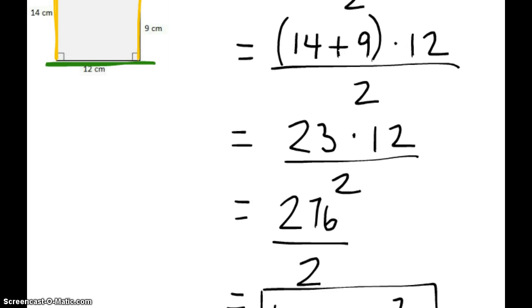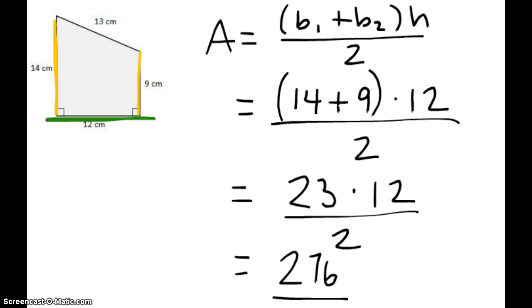All right, so make sure that you pause and rewind because this can be a little bit confusing. I just really felt like it was important to show you where the formula comes from. And after that, it's just a matter of identifying your bases and your height and using the formula.